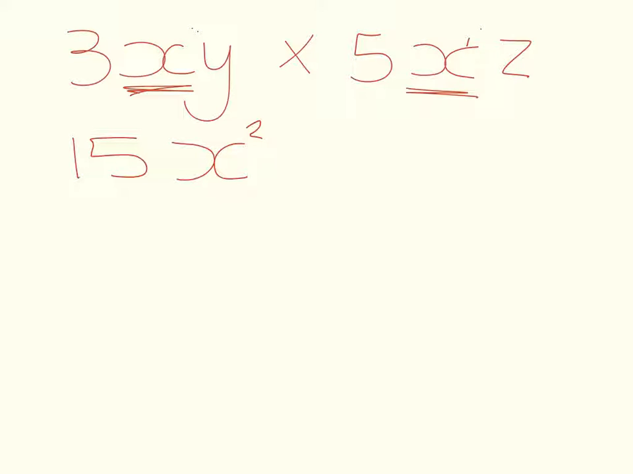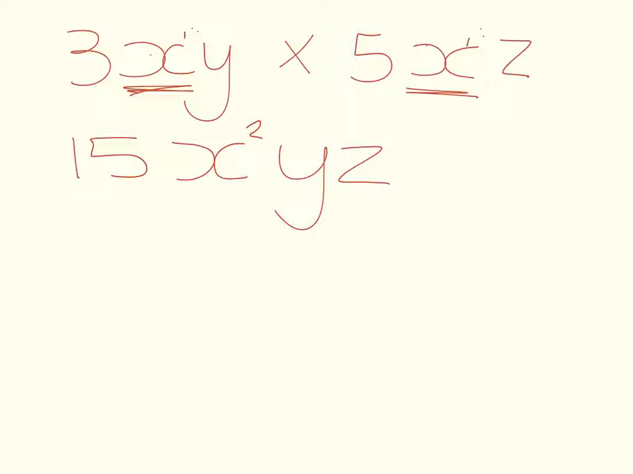Okay, so when you're timesing, you actually add those little indices together. So that gives you x to the power of 2, and then it will give you y and z. So when we're timesing, we add our indices together.